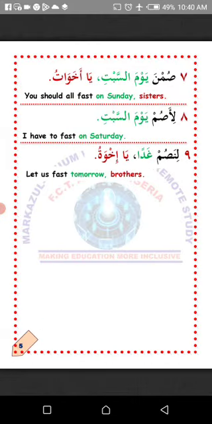Number seven. Sumna yawm al-sabt, ya akhawat. You should all fast on Saturday, sisters. Number eight. لأصم يوم السبت. I have to fast on Saturday.